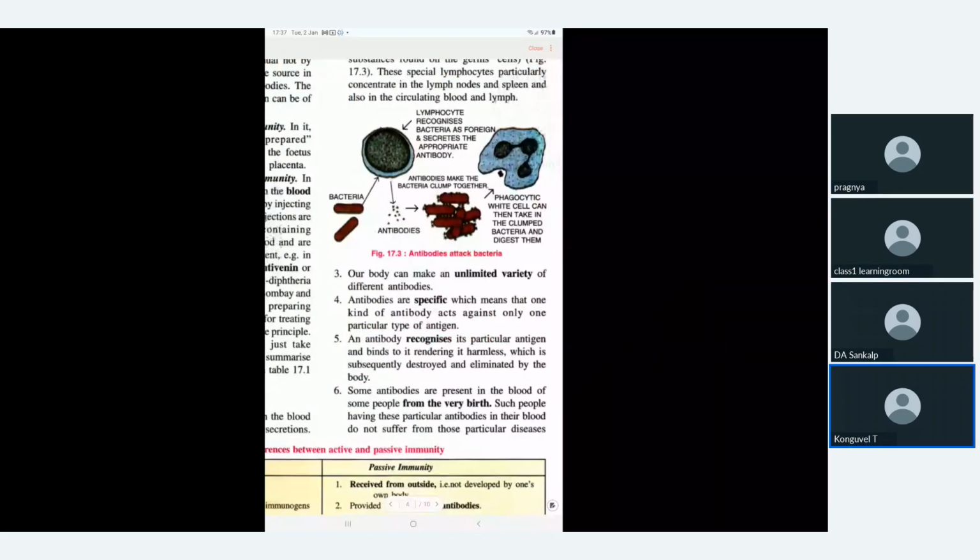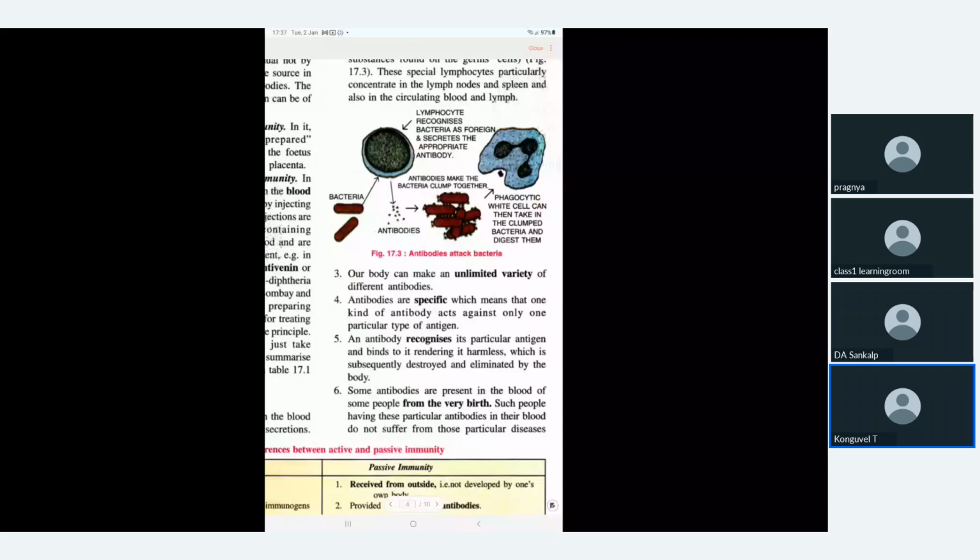Look at the functions. They show variety, and their actions are specific, which means if mycobacterium enters, the action is against mycobacterium. If HIV enters, the action is against HIV. That is called what? Specificity. They are specific. And then recognition, a very, very important thing.